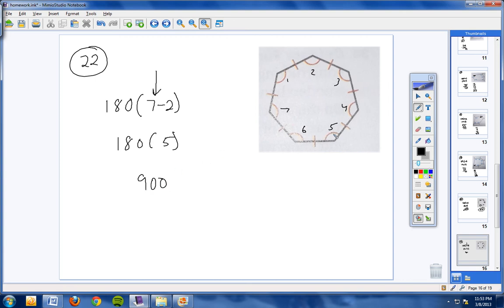But notice each one of these angles is congruent. So if I just divide 900 by 7, I'm getting a decimal. Yeah, it looks like about 128.6. So each one of these angles is 128.6 degrees. Each one of these angles. So that's your answer. All right, moving on to number 23.